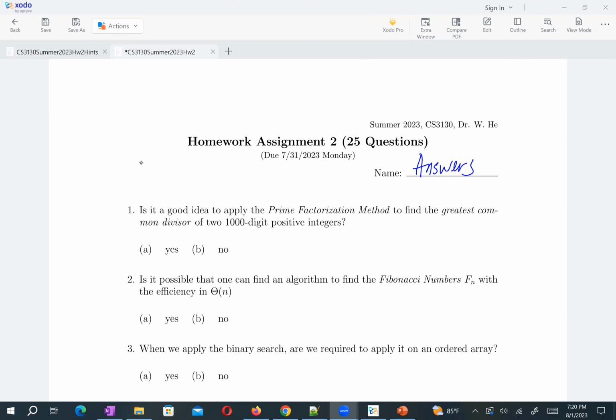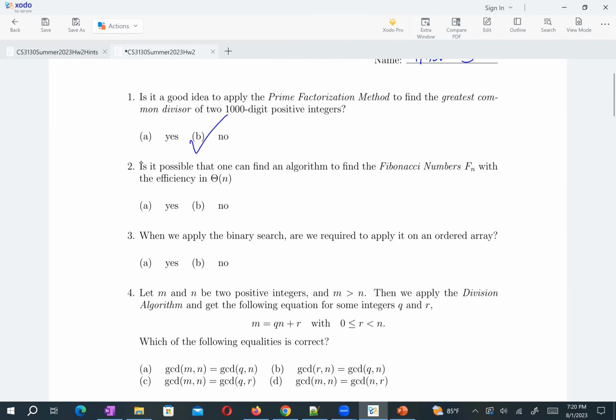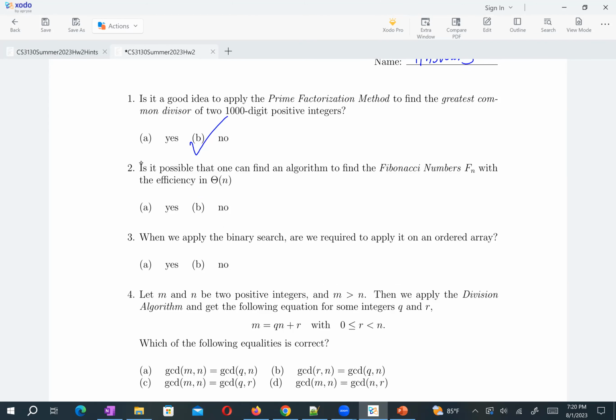The first one, good idea, apply. Greatest number? No, too slow. 1,000-digit positive integers, too slow. Second, is it possible for Fibonacci? Yes, it's possible. Remember, we have several methods. One, a simple for loop, that's big theta of n. Another, dynamic programming, also big theta of n. So it's possible.